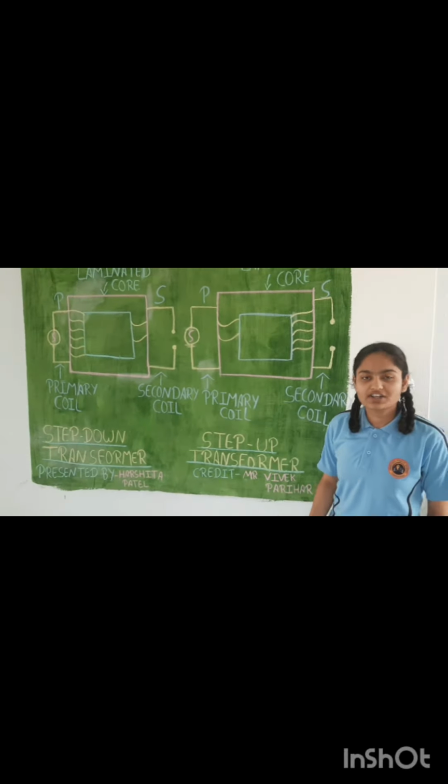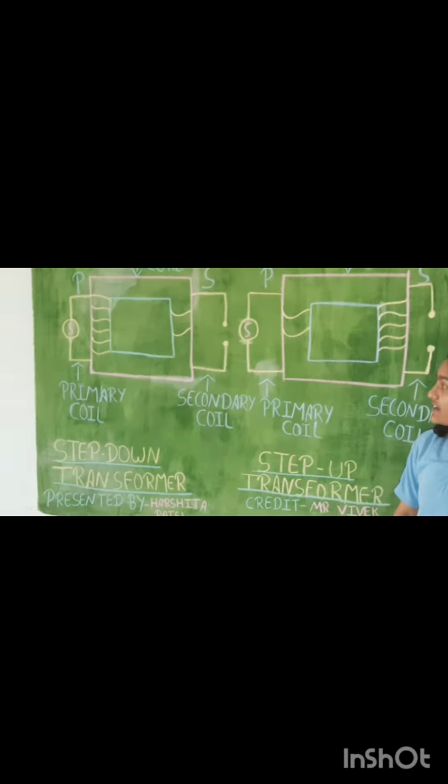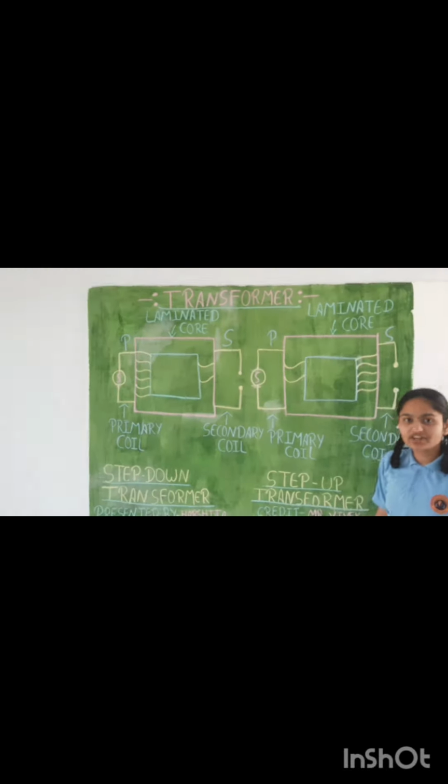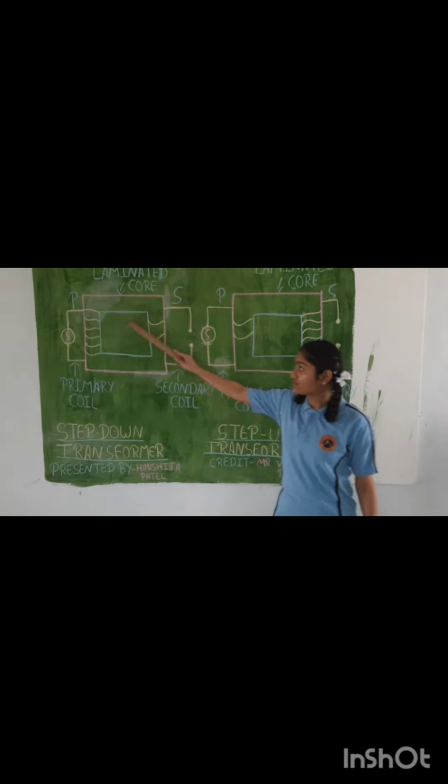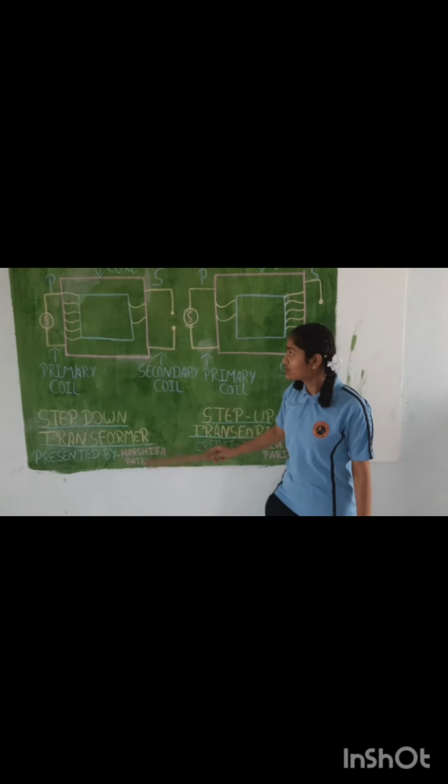Now construction of a transformer. There are only three parts of a transformer: primary coil, secondary coil, and laminated core. Laminated core is made up of rectangular and circular strips which are cut from the middle in rectangular and circular shape. This is called laminated core.